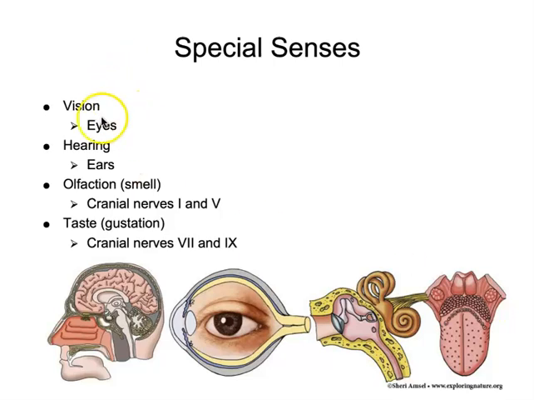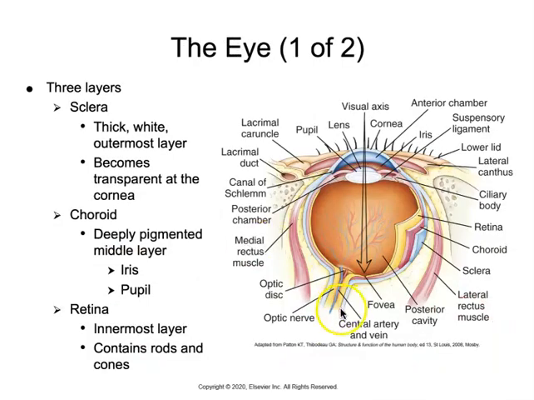So we know with vision, we're going to use our eyes. For hearing, ears. Olfaction or smell, we'll be using cranial nerves 1 and 5. And for taste or gustation, we will use cranial nerves 7 and 9. So first, let's discuss the eye. We have 3 different layers of the eye.